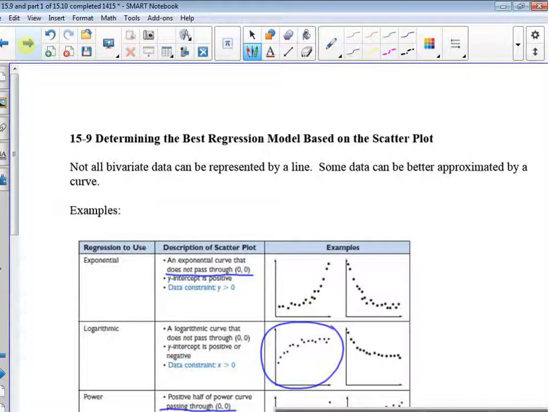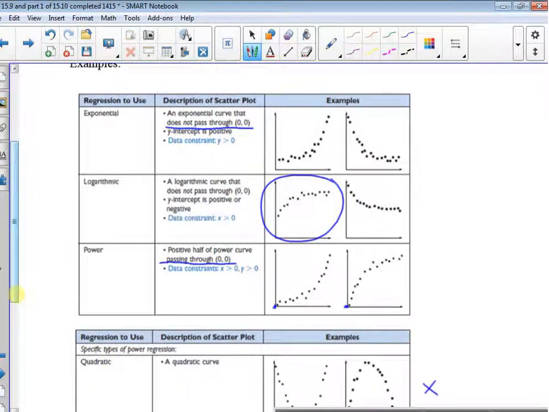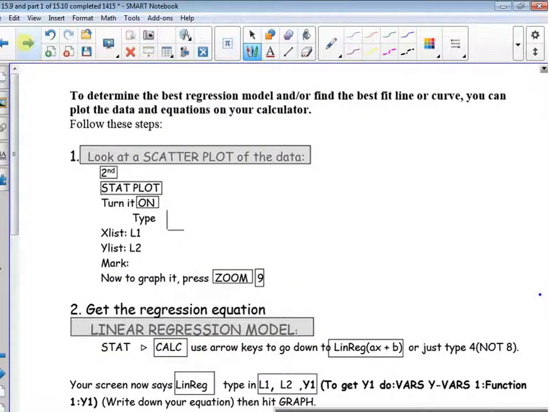Then from there, it's looking at the best fit line, and you're not going to have to be responsible for regression except for linear, exponential, logarithmic, and power. And usually they will tell you. And then here's the steps on your calculator to look at a scatter plot and to get the regression equation. So make sure you take a look at these.